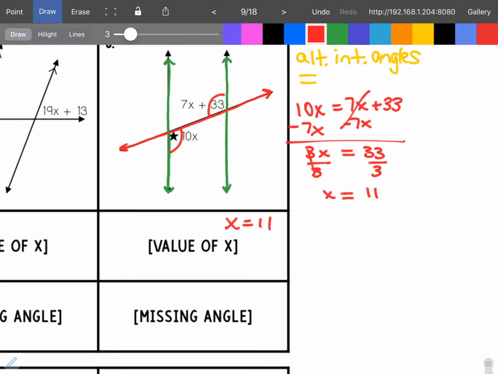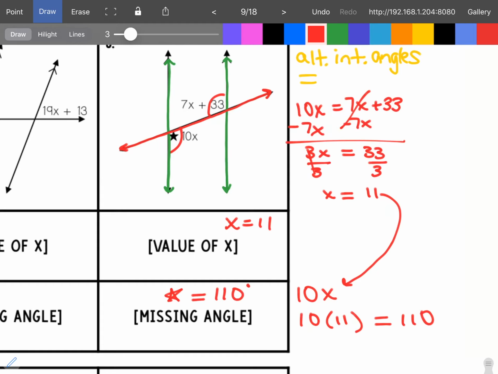The missing angle, which is the one with the star. Okay, so where the star is in this diagram, that is 10x. Well, we just found out that x is 11. So 10 times 11 would be 110. So the missing angle is 110 degrees.